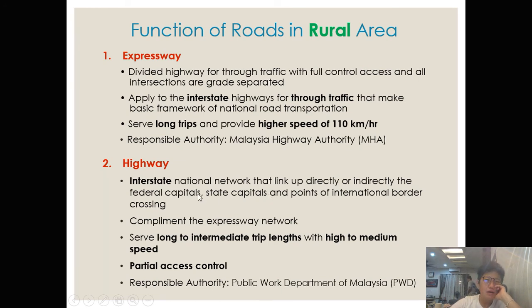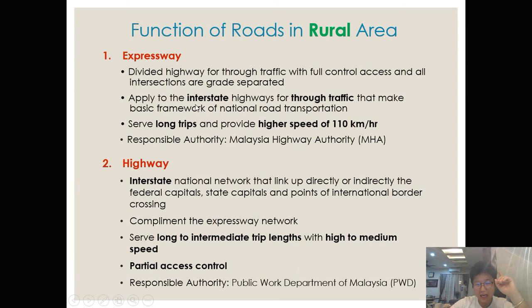Yes, we can imagine for example from Pagoh moving on until Ikro and Melaka, and from Ikro moving on into Nilai, entering Negeri Sembilan, moving on a while and entering Sungai Besi, and then you are in KL. Like that. So it's like state to state, alright. If not state to state, then within the state it connects major cities. Complementary to your expressway, long to intermediate trip lengths, high to medium speed, partial access control, and the authority for this is actually PWD, JKR. So if put like that, you can understand.